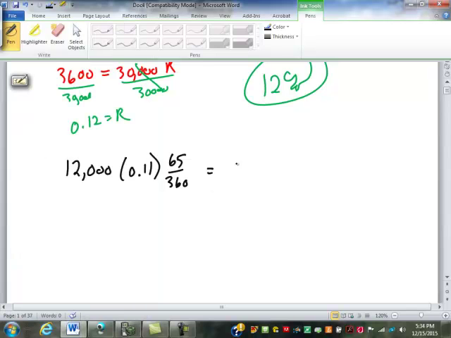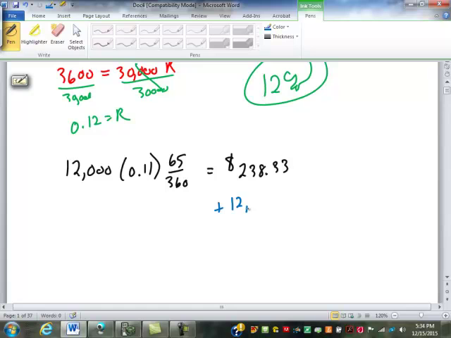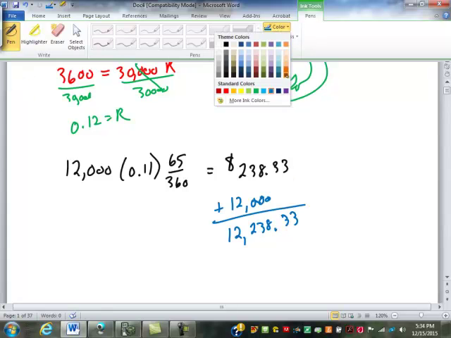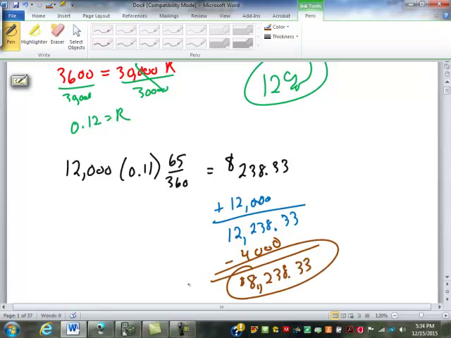It was $238.33 in interest. That gets added to our balance of $12,000 before we subtract the payment. So we subtract our payment of $4,000, $8,238.33. For most of you that had that question wrong, it was right there at that point. So I'll let you guys try to finish that one off from there.